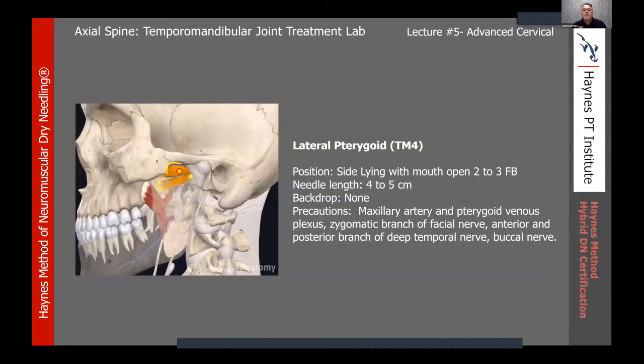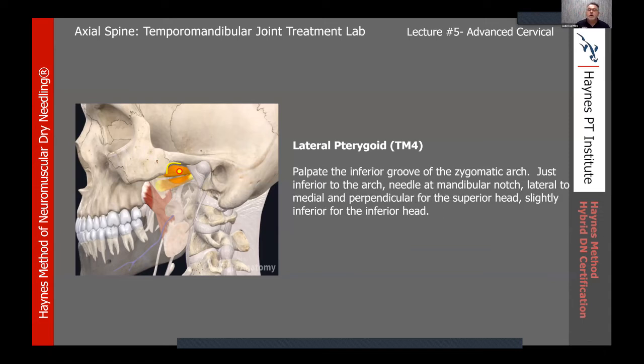Okay, then onto the lateral pterygoid. This is going to be in the side-lying position. Needle length here is going to need to be a little bit longer so that we can get through that zygomatic arch into that lateral pterygoid.